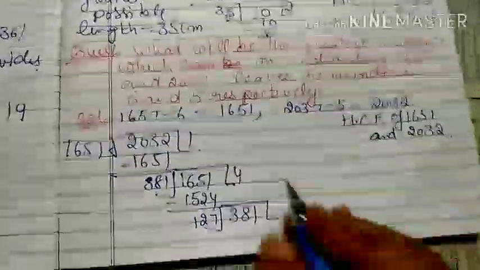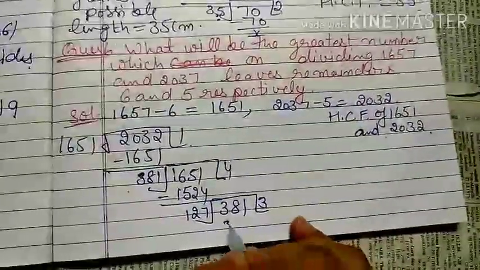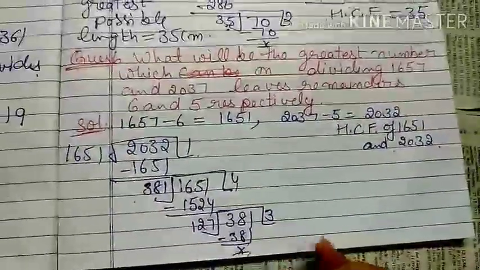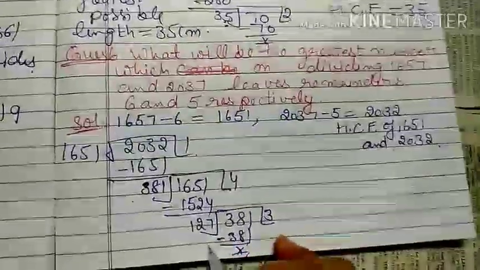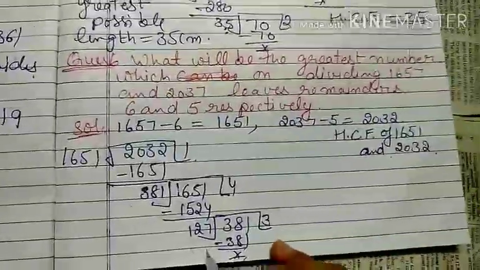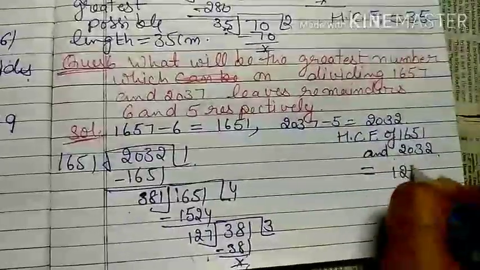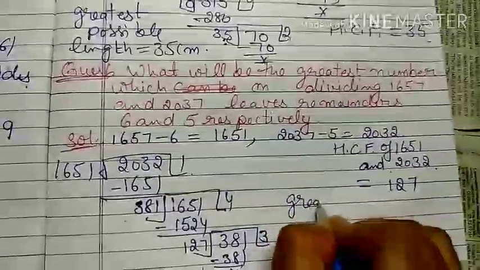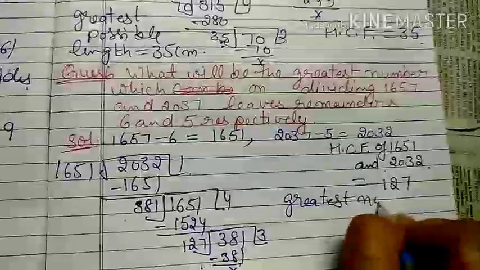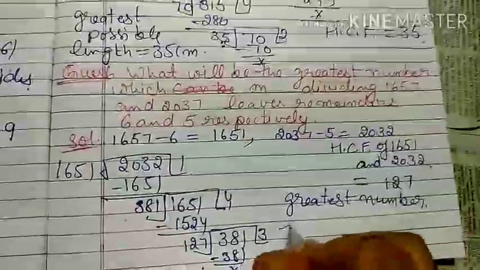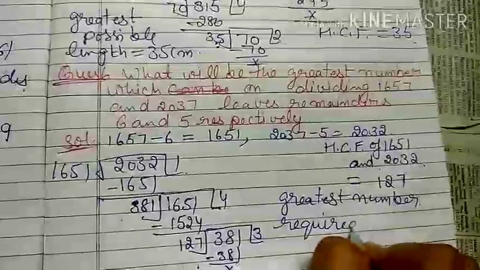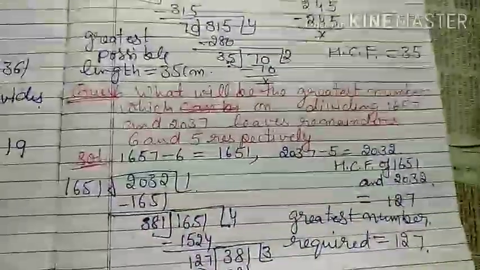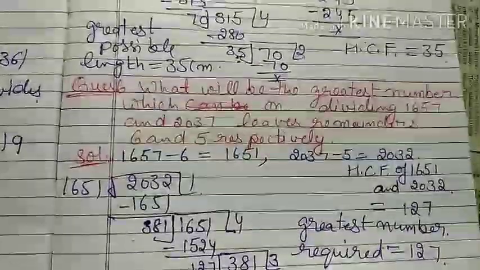Now it goes on 3. When it goes on 3 it gives me exactly 381, remainder 0. That means the divisor 127 gives me the remainder 0. So 127 is the HCF and the greatest number required is 127. Now my last question of exercise 2.2.